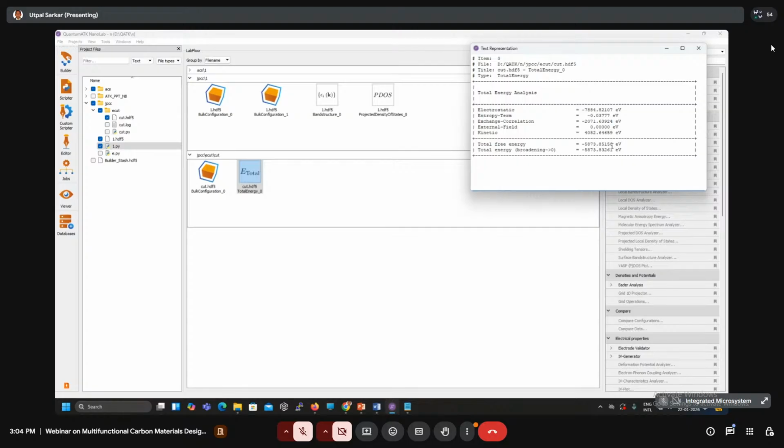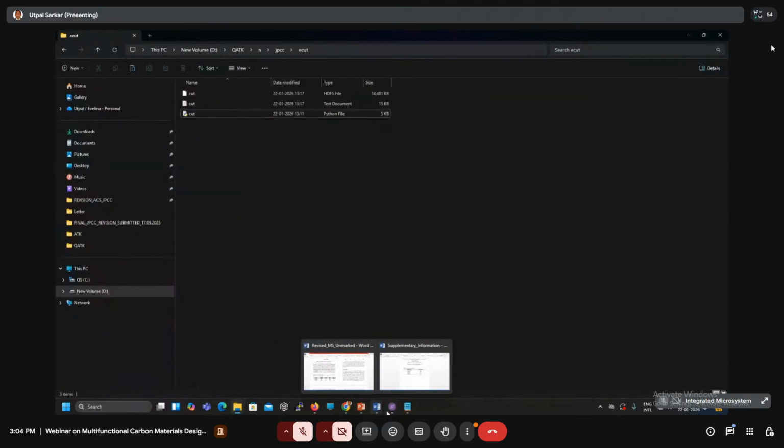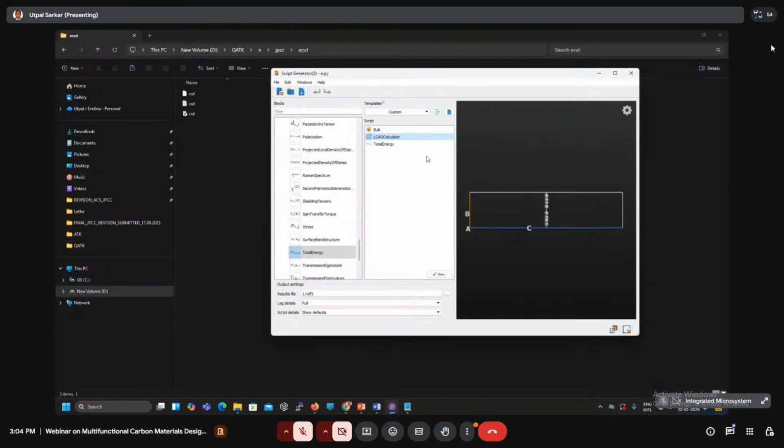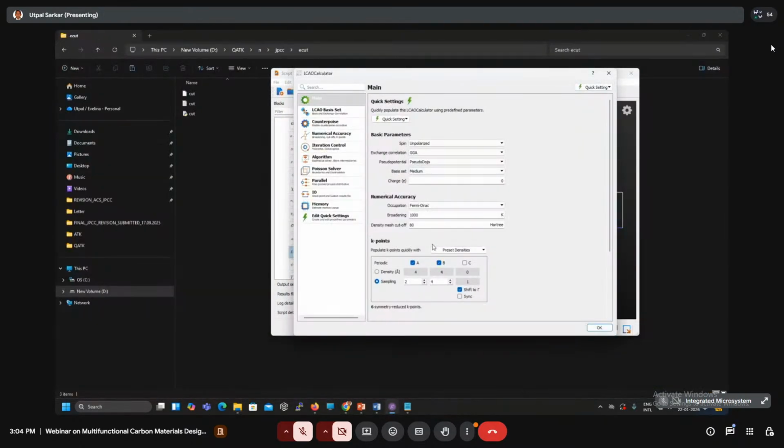Then we can consider it as the density mesh cutoff. Then we can take that density mesh cutoff for the optimization. Now, once the density mesh cutoff has been set properly, we will go for the k-point sampling. Here you have to choose the sampling, and you can choose in steps of 1 or 2.